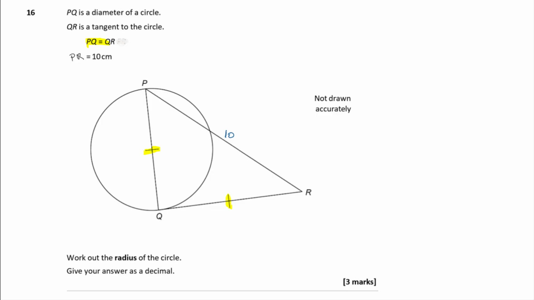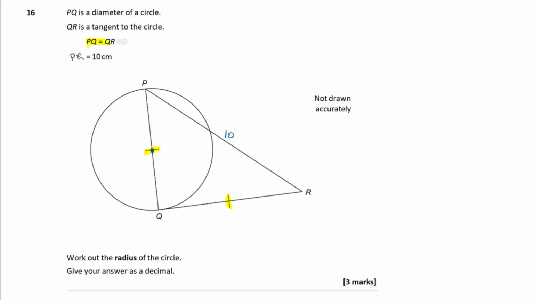Right, so what do we need to do? Work out the radius of the circle. Give your answer as a decimal. Well, I know that QP is the diameter, so the radius is going to be half of QP, isn't it? The distance from Q to P. So if you find the length of Q to P, then halve it, we'll get the radius. Now, how are we going to do that? Well, I guess we could just use some basic trig, can we?